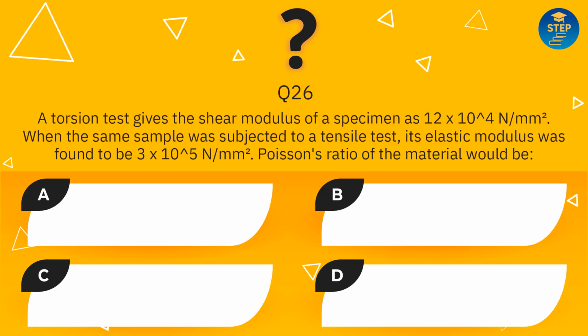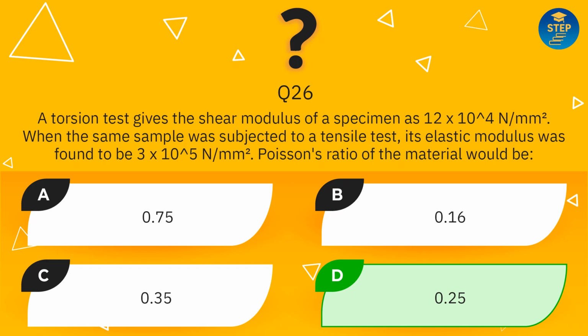A torsion test gives the shear modulus of a specimen as 12 times 10 to the power of 4 newtons per square millimeter. When the same sample was subjected to a tensile test, its elastic modulus was found to be 3 times 10 to the power of 5 newtons per square millimeter. 0.75, 0.16, 0.35, 0.25. Answer is 0.25.